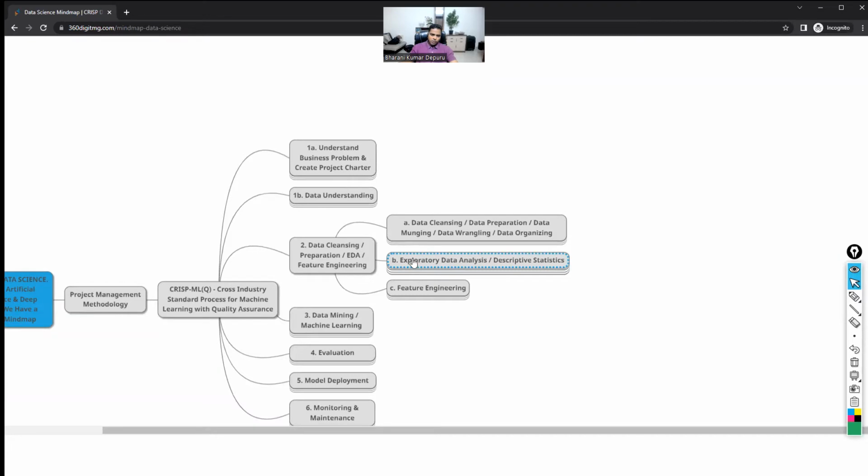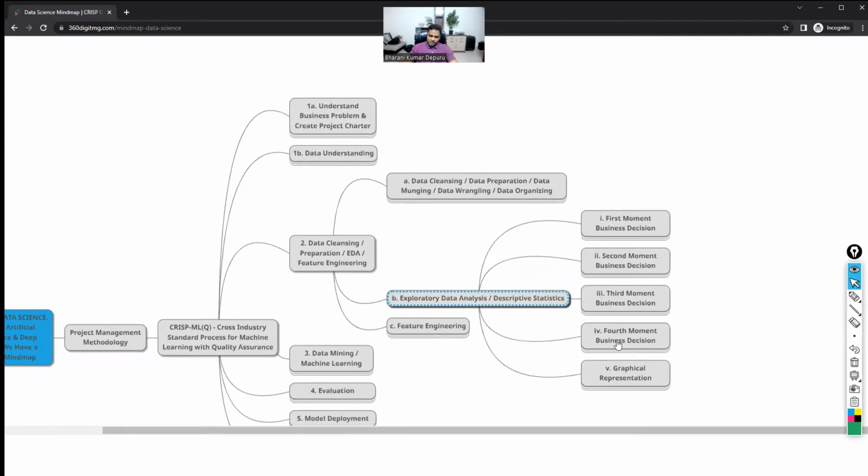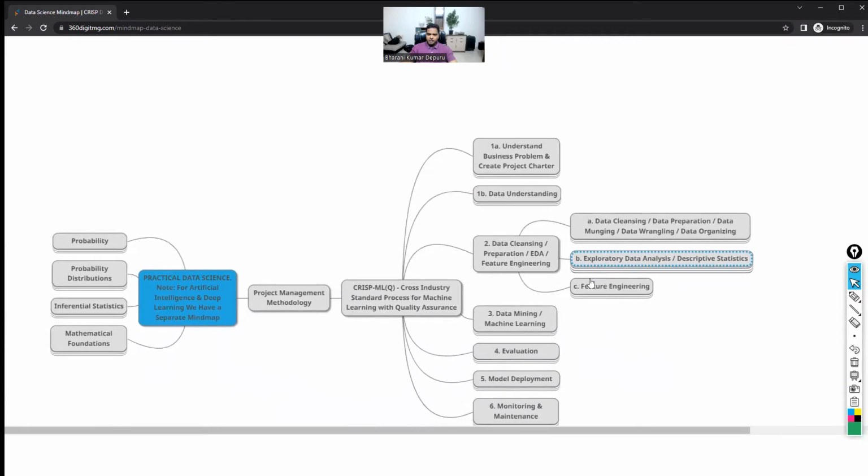However, I wish to get started with 2B, which is exploratory data analysis or descriptive statistics. Once we understand these measures, it will make our life easy in understanding the various data cleansing stages. So there is a dependency in terms of understanding these: first moment, second moment, third moment, fourth moment, and graphical representation, to be able to understand 2A. Hence, we would first delve into exploratory data analysis.